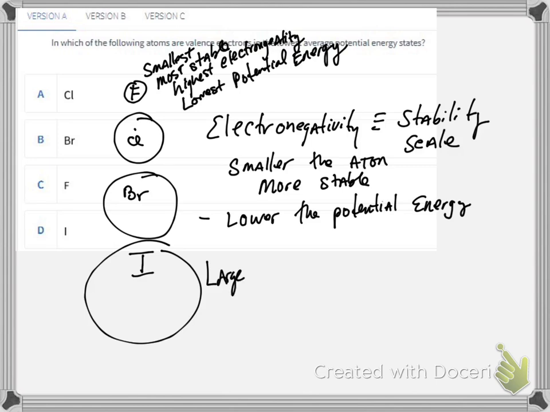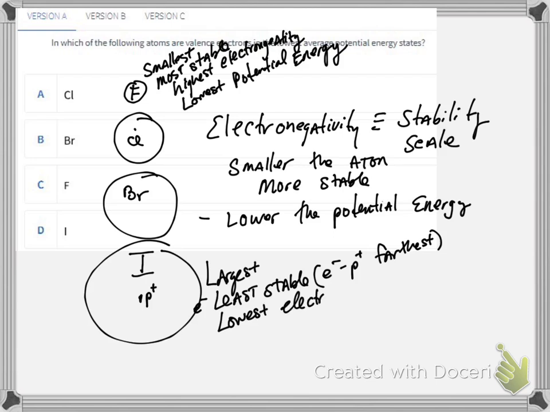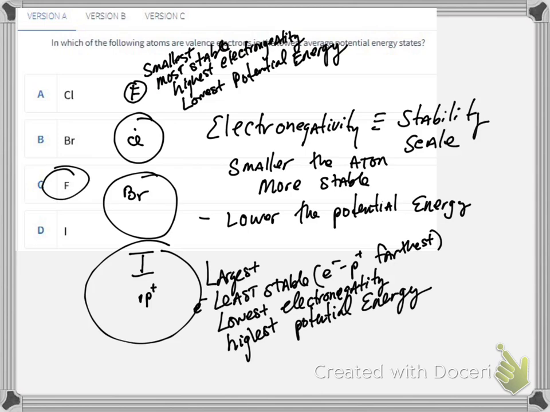Come down to iodine. It's the largest, so it's the least stable, meaning the electron and proton are the farthest apart. It has the lowest electronegativity, which also means it has the highest potential energy, right? So stability and potential energy, since potential energy is negative, we have to kind of consider that.